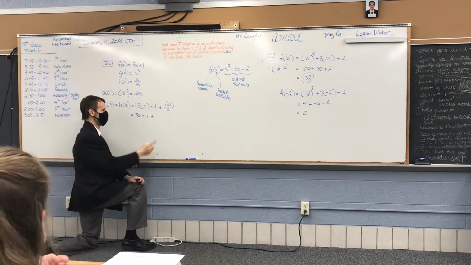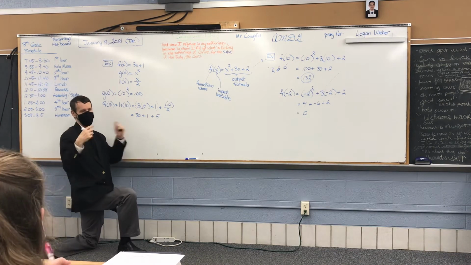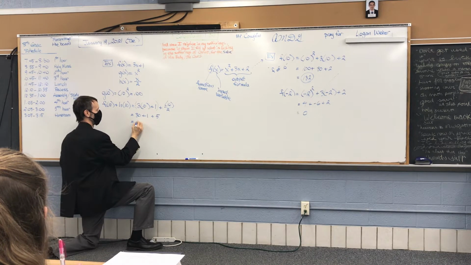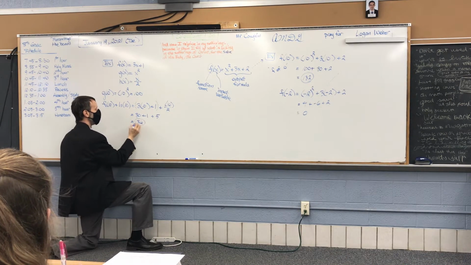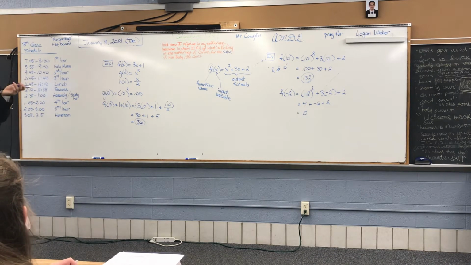So 10 divided by 2 is 5. Exactly. So we do multiplication and division before we add and subtract. Now go ahead and add on. 31 plus 5, which is? 36. Got it. So f of 10 plus h of 10 is 36. We didn't know that until we actually tried it.